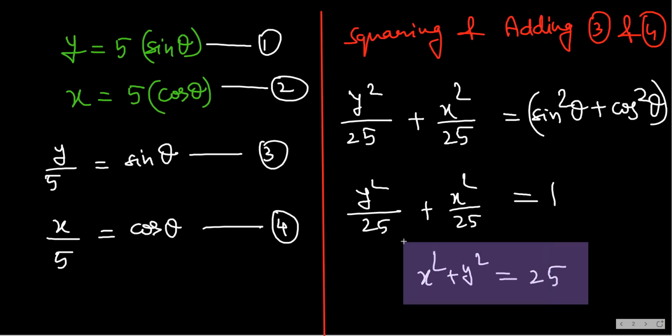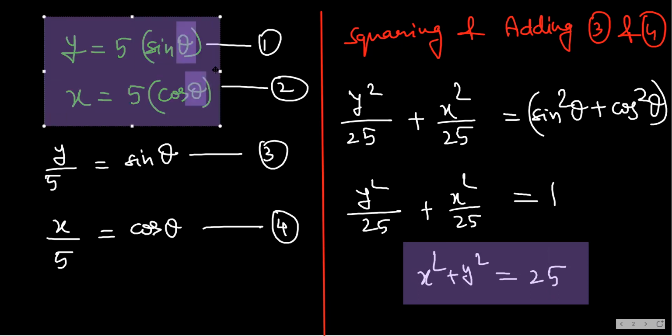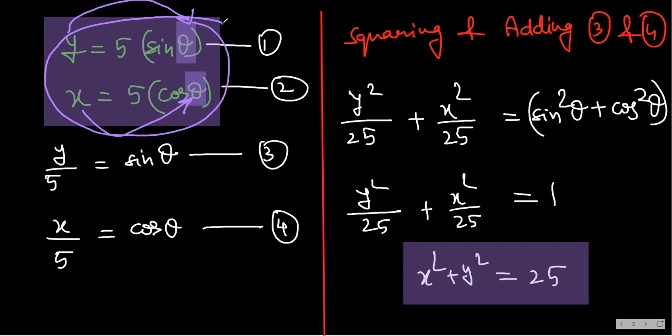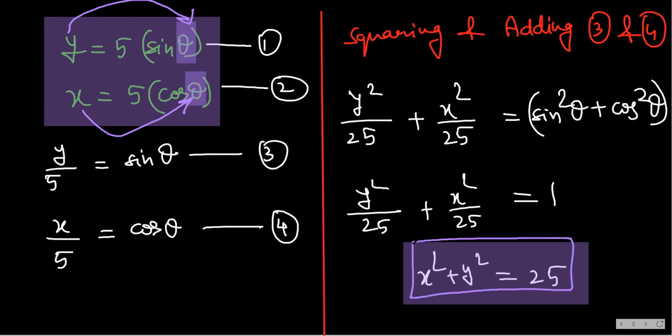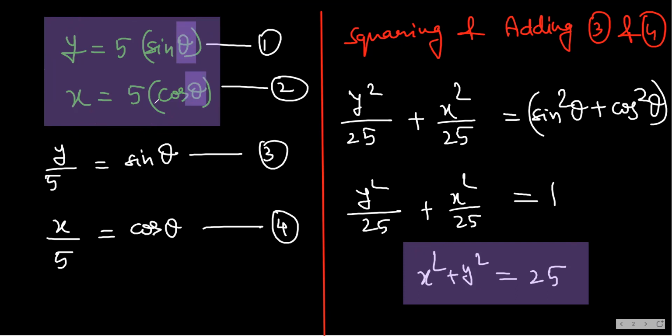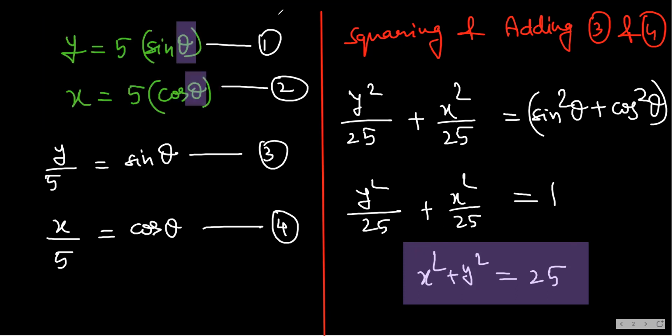What did we do? See, as I told you earlier, theta was the common parameter in these two. So I tried to eliminate theta. y was a function of theta, x was a function of theta. I tried eliminating theta from both, and when I did so, I successfully got a function between x and y. I understood that between x and y also there is some function. This kind of function is known as a parametric function.